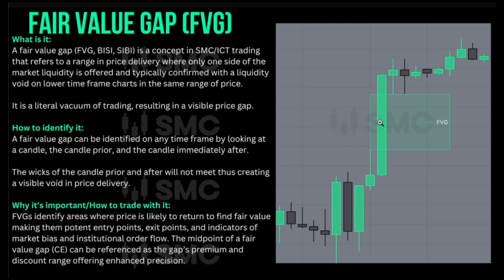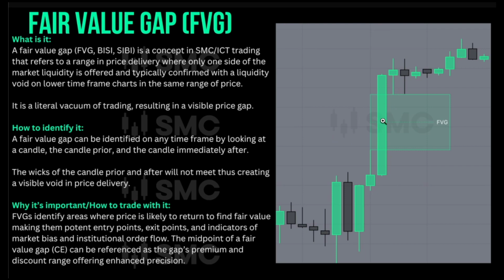We have a bullish candle here, right? An up close candle. So as you can see, only buy side is offered. And we can see this by the identification. It can be identified on any time frame by looking at a candle, the candle prior, and the candle after, and specifically the wicks of the candles before and after.